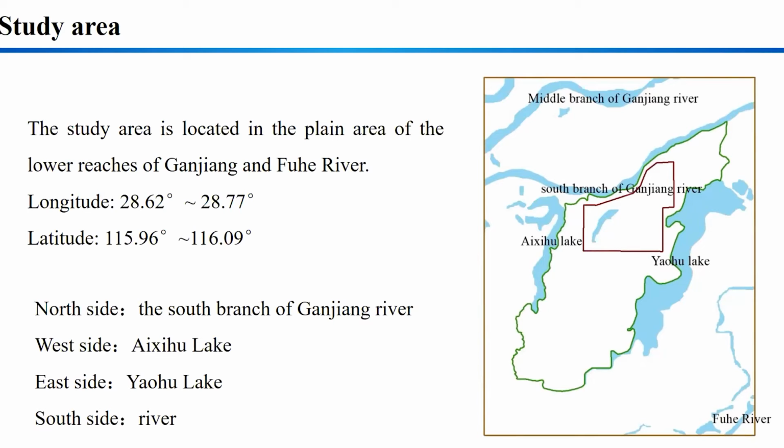The study area is located in the plain area of the lower reaches of Ganjiang and Fuhe River. The north side of the study area is the south branch of the Ganjiang River, the west side is Aixihu Lake, the east side is Yaohu Lake, and the south side is the river.